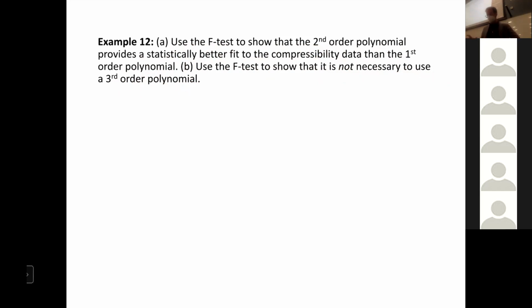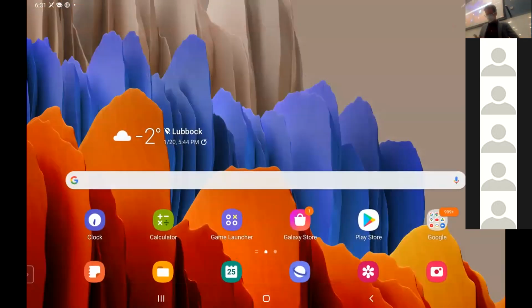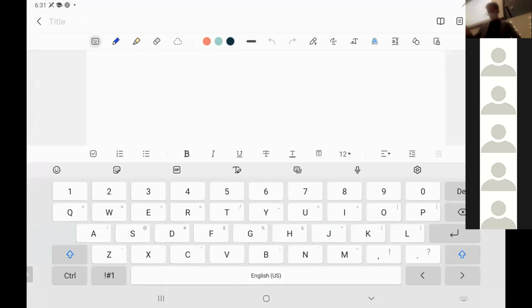Okay, so how do we apply this F test? Well, let's go through the example. I'm going to exit out of here. I have a little bit easier time writing over here.